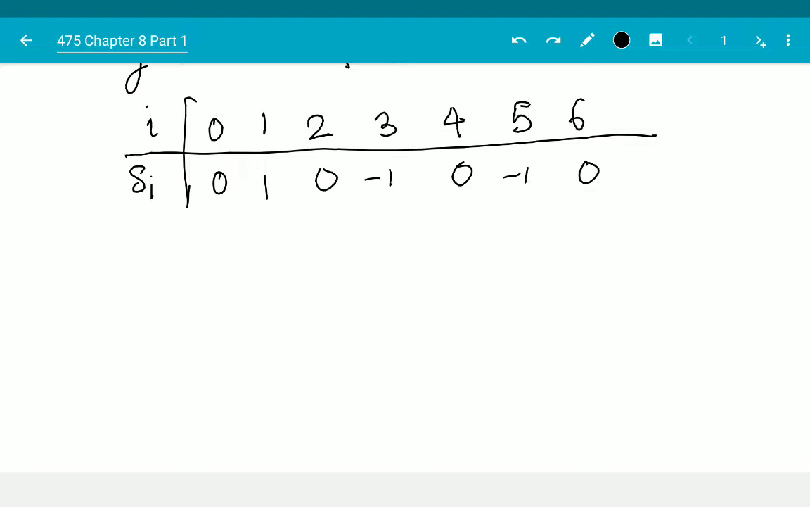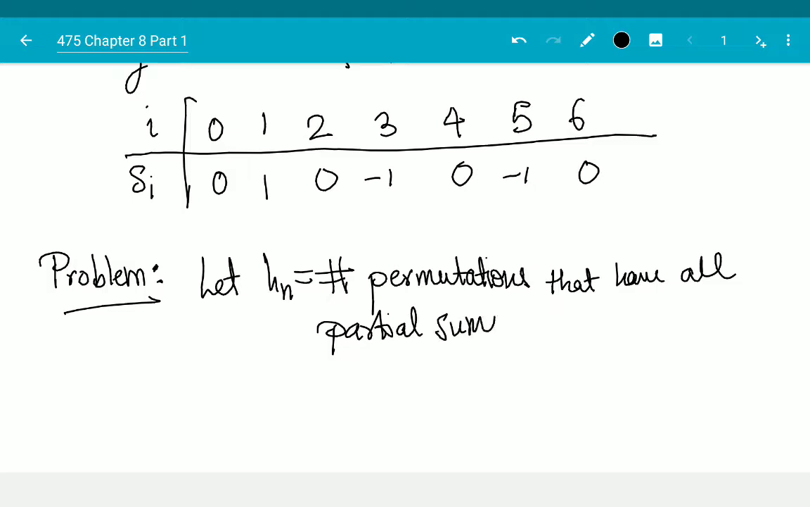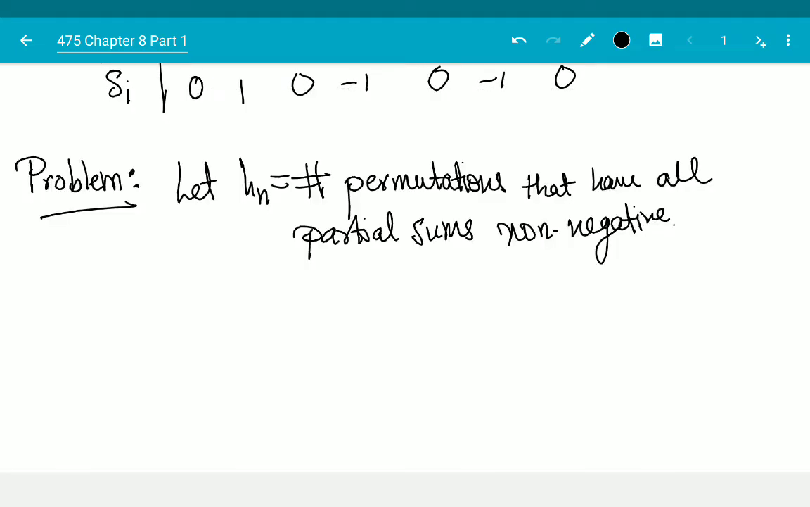ones and -1s. Okay, so the problem we are now going to look at: let Hn be the number of permutation sequences that have all partial sums non-negative, permutations of the multiset that I'm looking at, which is n times 1 and n times -1. Okay, and I want to find a formula for this.